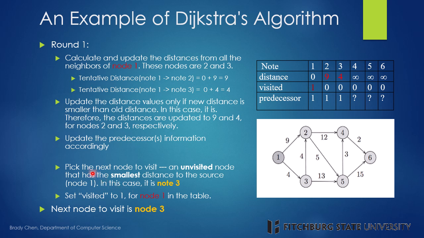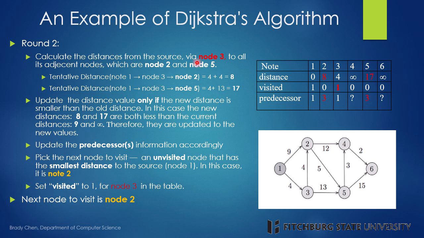Choose the next unvisited node, and that obviously is node 3. Why? Because it was updated, node 3 has 4 and node 2 has 9. So this is chosen, that's 4. So that is choosing number 3. Remember, next to visit is 3.